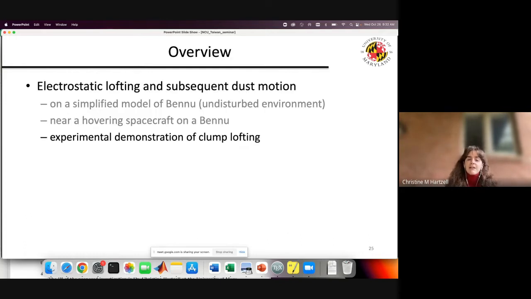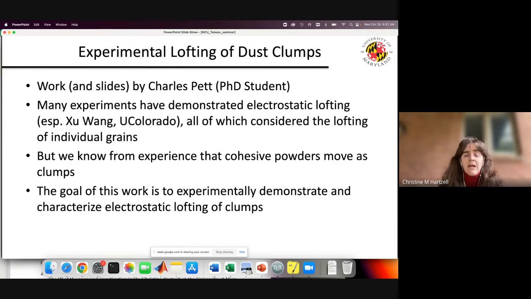All right, now the final topic of the discussion today is going to be some experimental work on lofting of clumps. This work was done by my grad student, Charles Pett, and most of the slides are actually by him as well. There have been many experimental demonstrations of electrostatic lofting, especially by Xu Wang at the University of Colorado. And all of those experiments have really considered lofting of individual particles.